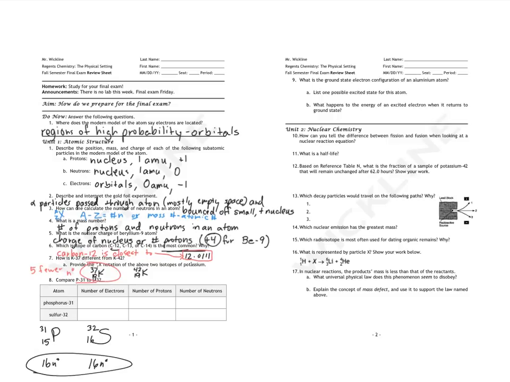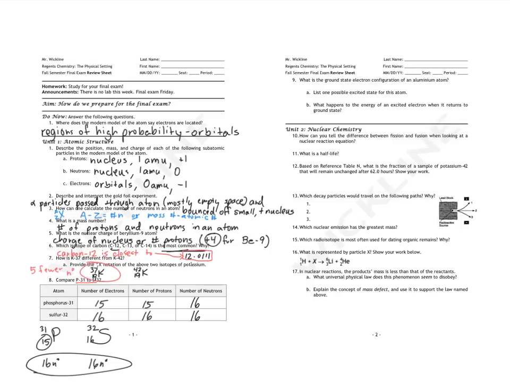So the number of electrons for phosphorus-31 is going to be equal to its number of protons, and phosphorus has 15 protons. So 15 protons and 15 electrons. For sulfur, it's going to be the same thing, but sulfur has 16 protons and 16 electrons. The number of neutrons I calculated earlier, they're down here, so 16 neutrons for each one, and that's how I would compare and contrast phosphorus and sulfur.